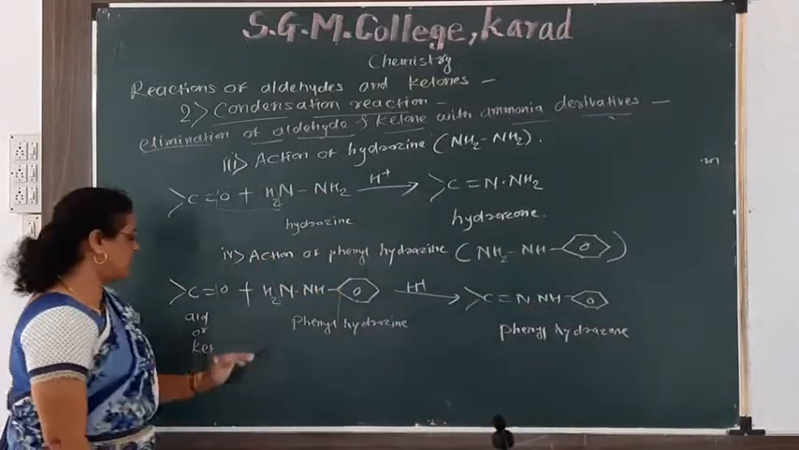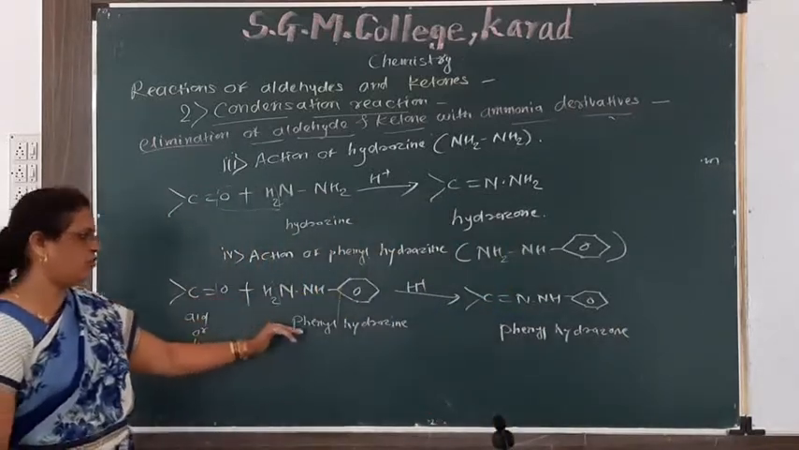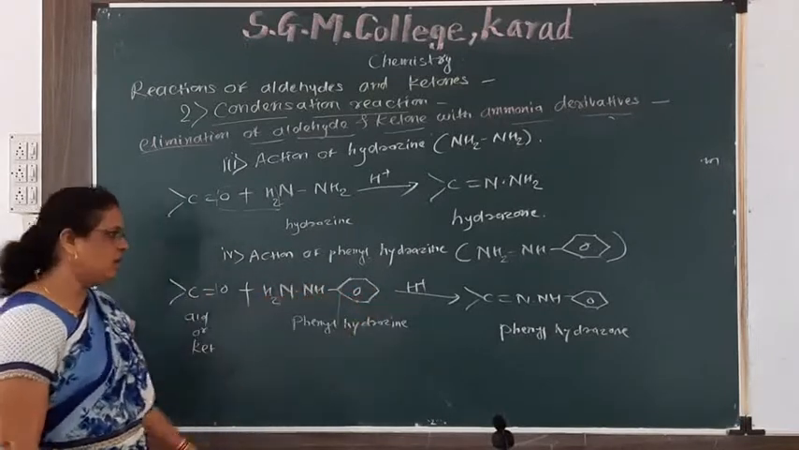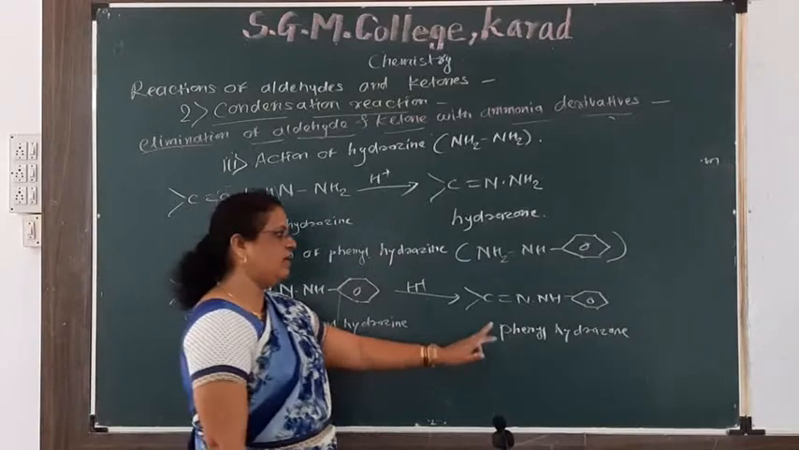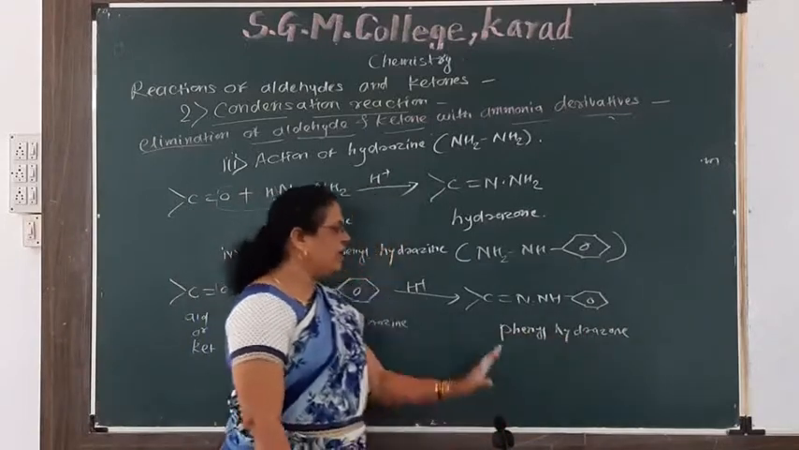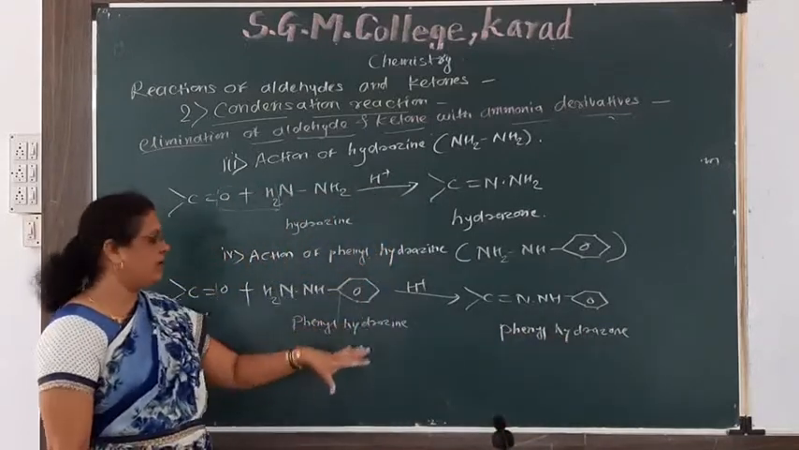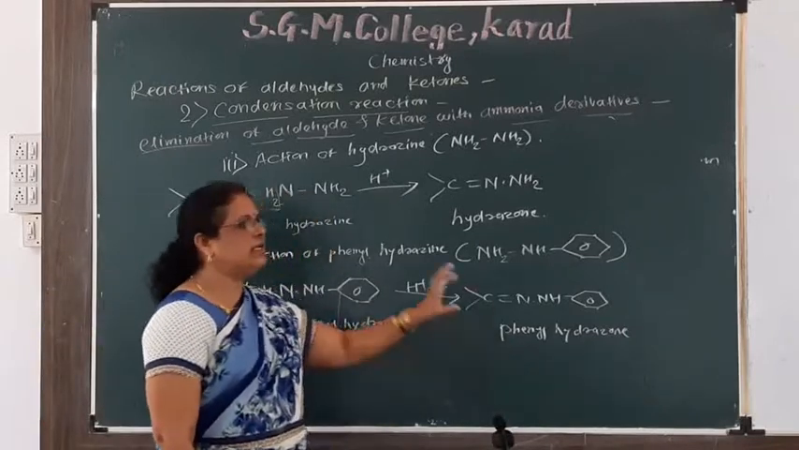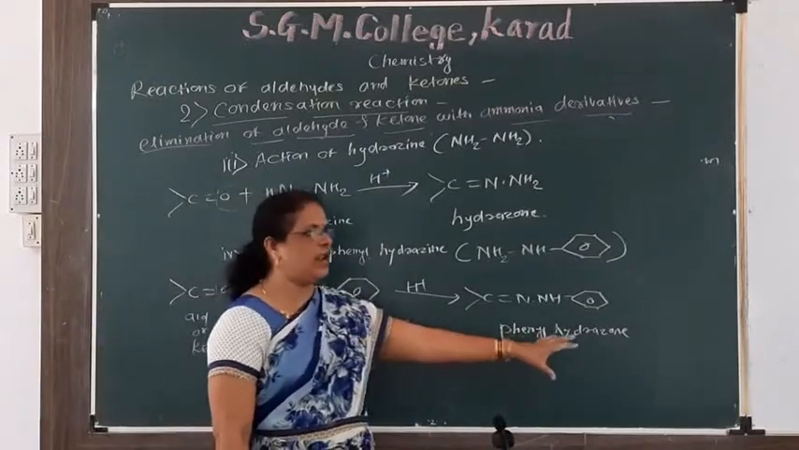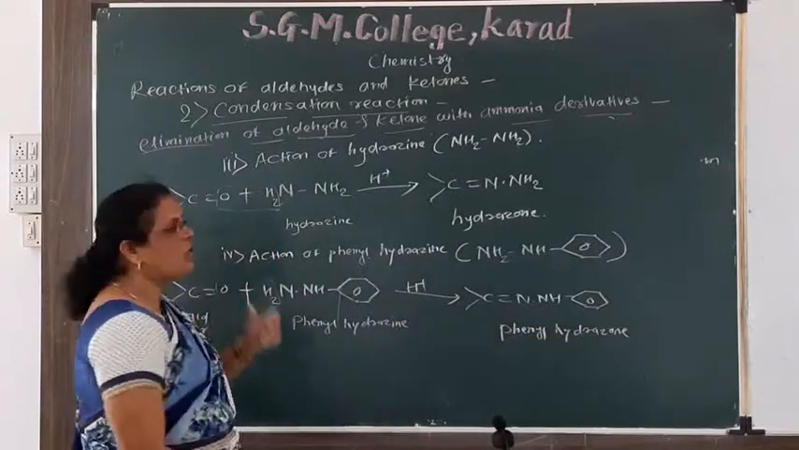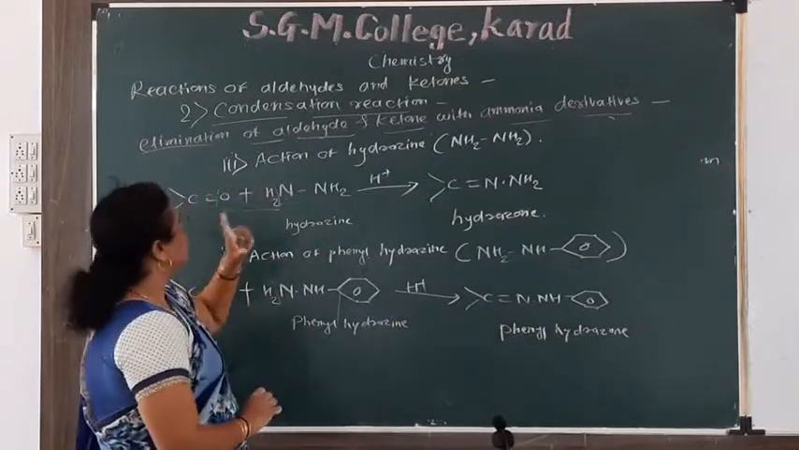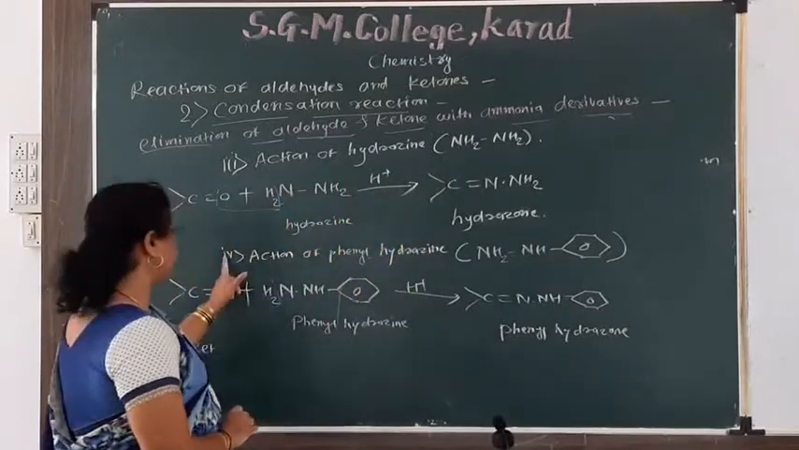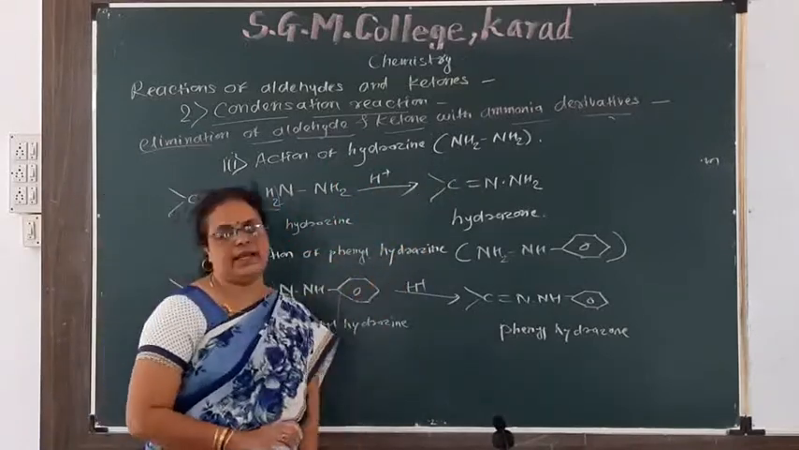This is fourth reaction, means when acetaldehyde is treated with phenylhydrazine, then we get acetaldehyde phenylhydrazone. When ketone, for example acetone, is treated with phenylhydrazine, then it forms acetone phenylhydrazone. This is the fourth condensation reaction, means elimination of aldehyde and ketone with ammonia derivatives. Fourth reaction is action of phenylhydrazine.